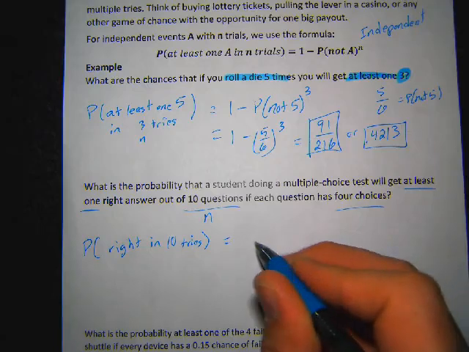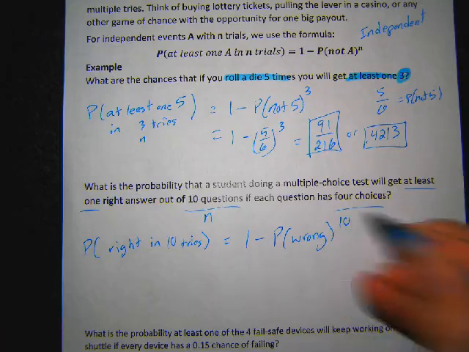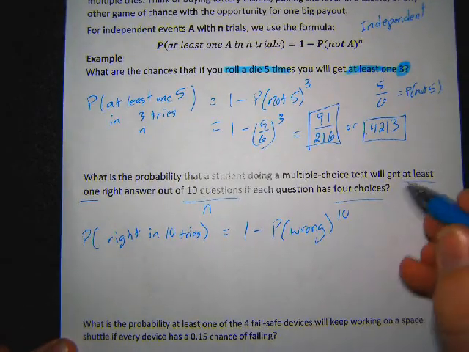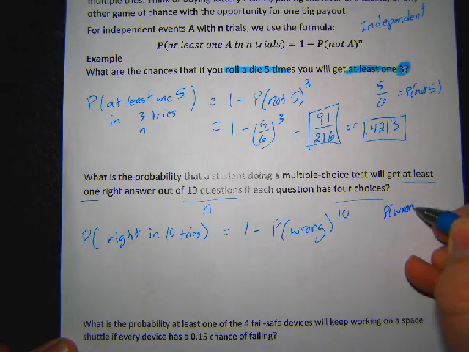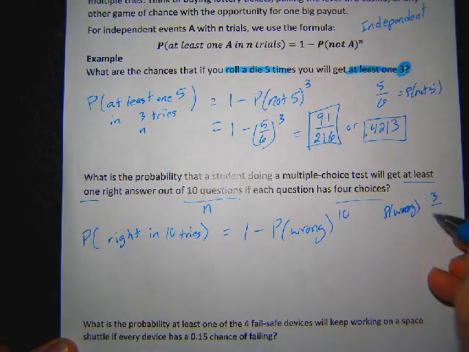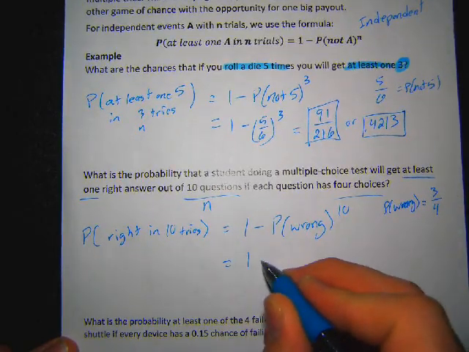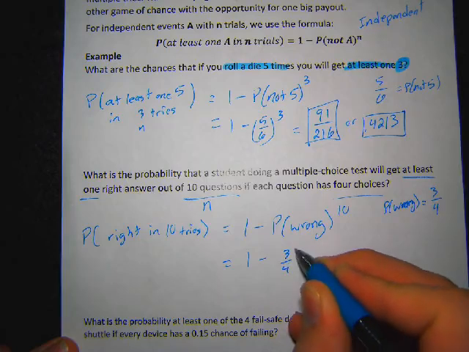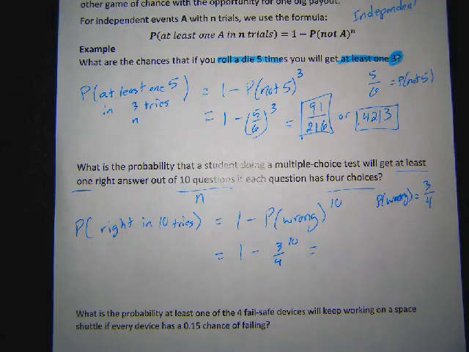So we're going to do 1 minus probability of being wrong to the 10th power. Well, in this case, because there's 4 choices, what's your probability of being wrong? Well, there's 3 wrong answers and 4 possible answers. So our probability of being wrong would be 3/4. So I would do 1 minus 3/4 to the 10th power. That would give you the probability of getting at least one of them right. If you get 2, you could get 3. If you get all 10 right, that'd be great. Those are options. But we're saying we want to get at least one of them right. We don't get a perfectly 0 score. We want to get at least one right.